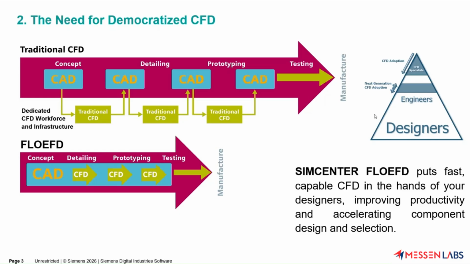Here we are reducing the number of iterations and checking the possibilities of multiple designs, so that we can have the best optimum design in the design stage itself. One good thing is that a design engineer can carry out all the simulations without having much knowledge of CFD. That is what this graph tells you. In traditional CFD, most of the time you're working on the CAD, whereas in FloEFD, it is CFD itself at every stage. Be it the concept stage, detailing stage, prototyping or testing, you are working on CFD directly.